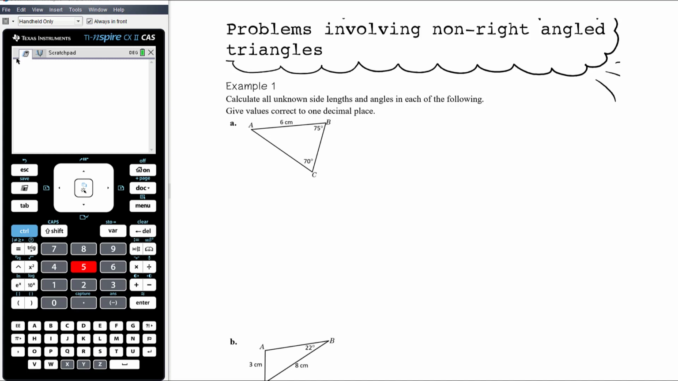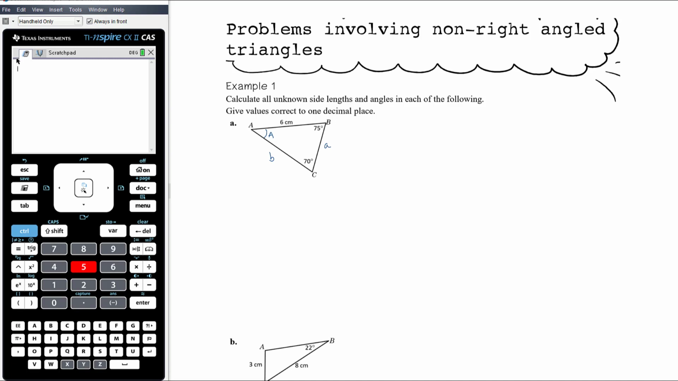Okay, so let's have a look at this first example, which is not really an application problem, but having to make that sine rule, cosine rule decision. So calculate all unknown side lengths and unknown angles in each of the following. Okay, so in this triangle, we've got one unknown angle, angle A, and we've got two unknown side lengths, side length A and side length B.